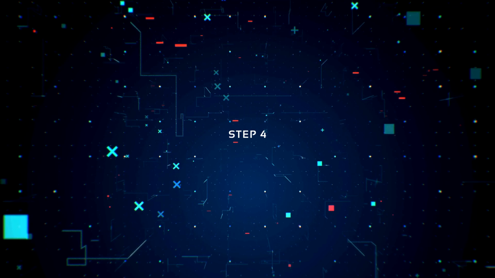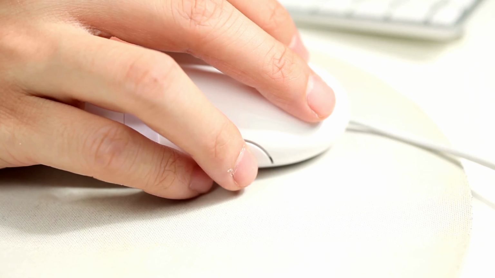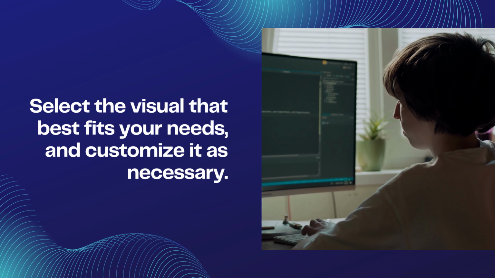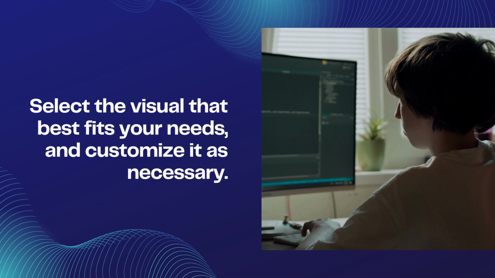Step 4. Click the Generate button, and Pictory.ai will generate several options for you to choose from. Step 5. Select the visual that best fits your needs, and customize it as necessary.